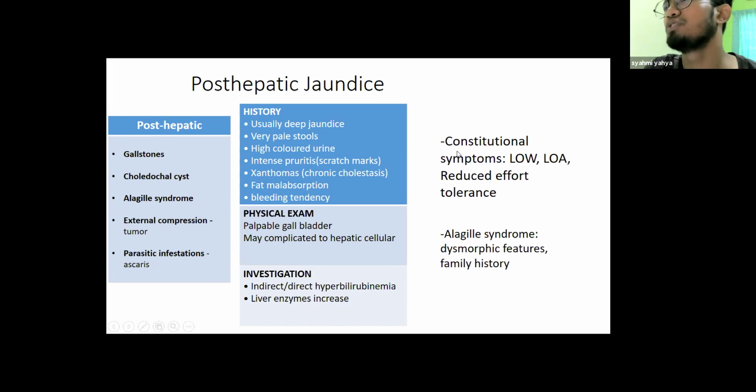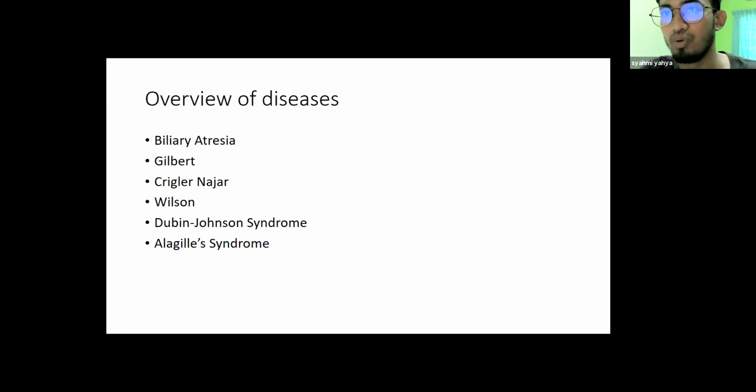So for specific history, we ask about constitutional symptoms, because we worry about tumor. And also in Alagille syndrome, the patient may have dysmorphic features and also a family history because it is dominant. So I will explain about it later. So I will go over certain diseases.